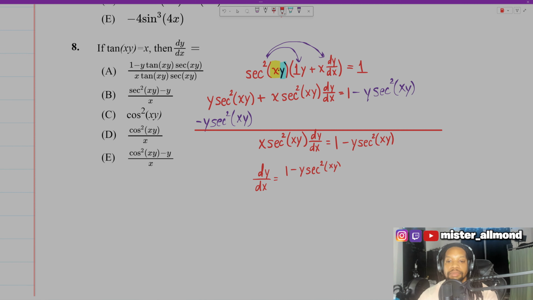Hopefully I didn't mess up. I would like to go 18 for 18. x secant squared of xy. Okay. I don't think I can cancel anything out. 1 minus.